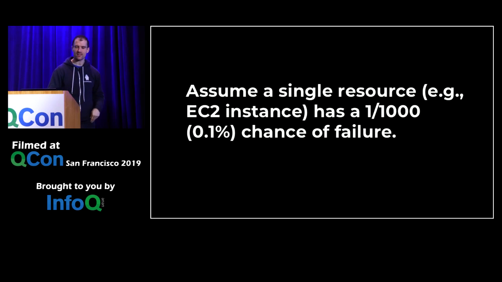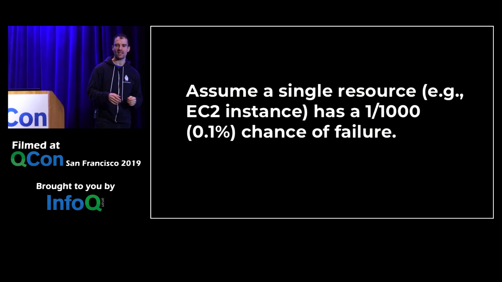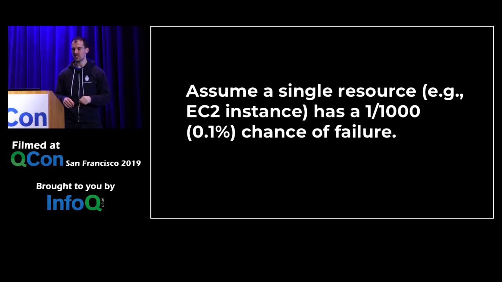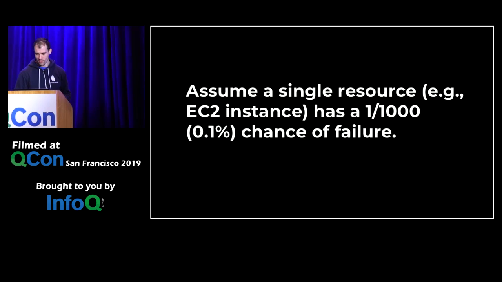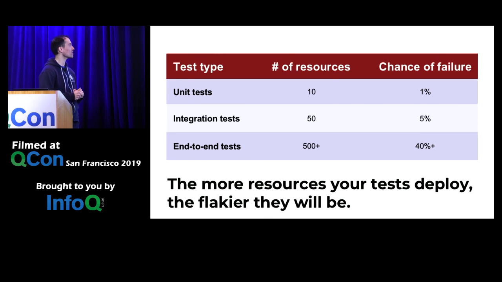So assume that some resource you're deploying, EC2 instance, database, whatever it is, has a 1 in 1,000 chance of some random intermittent flaky error. I don't know if this is an exactly accurate stat, but it's probably somewhere in the ballpark. And so you can do a little probability calculation and see what are the odds of a test failing for flaky reasons based on how much stuff you're deploying in that test.